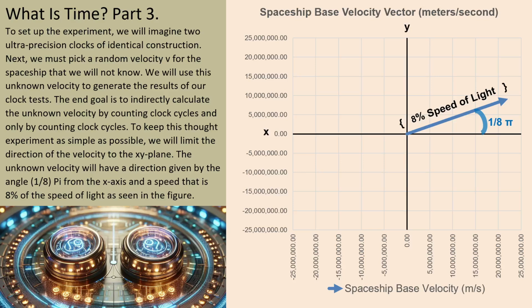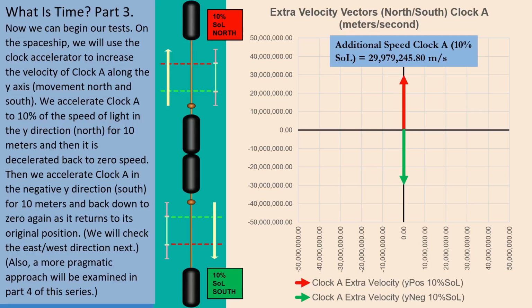To keep this thought experiment as simple as possible, we will limit the direction of the velocity to the xy plane. The unknown velocity will have a direction given by the angle 1/8 pi from the x-axis and a speed that is 8% of the speed of light, as seen in the figure. Now we can begin our tests.